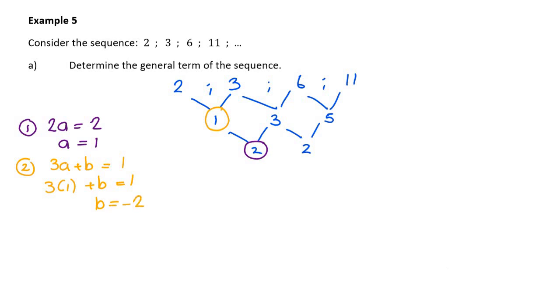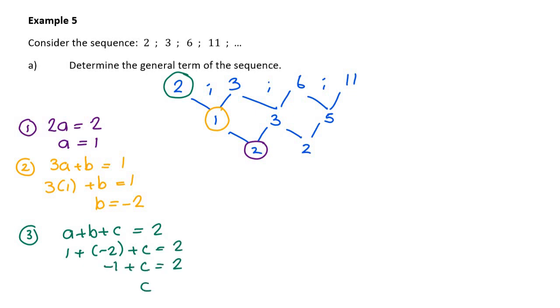And my last step is that a plus b plus c has to equal my first term. So in this case, a plus b plus c equals 2. So 1 plus negative 2 plus c equals 2. So that's minus 1 plus c is 2. So if I add 1 to both sides, I get 3. And this is generally a 4-mark question, so you do actually have quite a bit of time for it. So I actually get 1n squared, which I could just write as n squared, minus 2n plus 3.